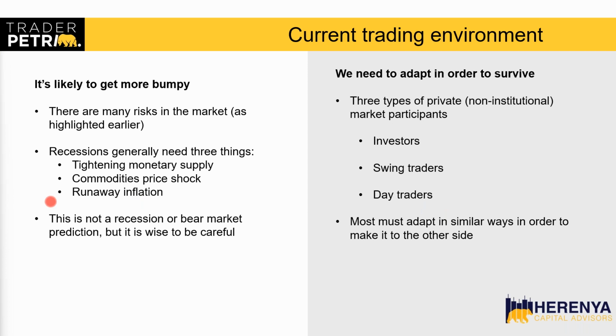adapt in order to protect our capital, right? Our primary goal here is to protect the capital so that we can live to trade another day. Most of us, across all these three different types of market participants, have a lot of preparation and adaptation that is very similar. But there are obviously a few key differences between those types of market participants.